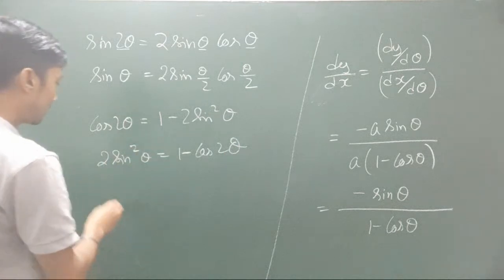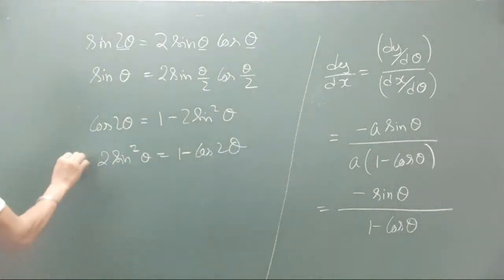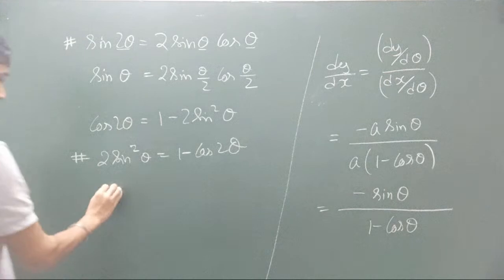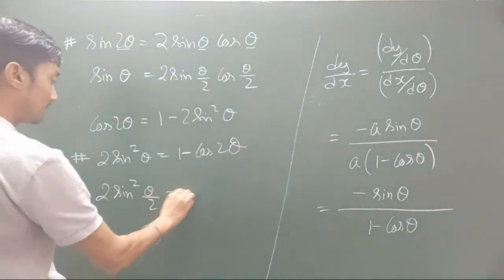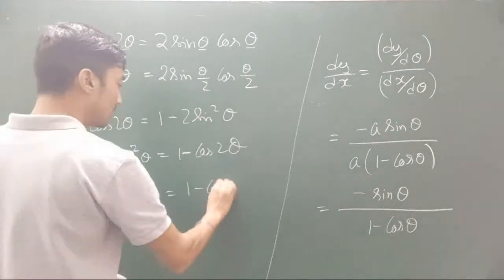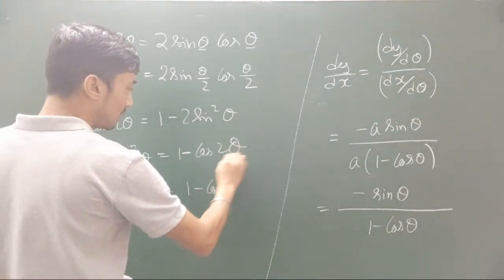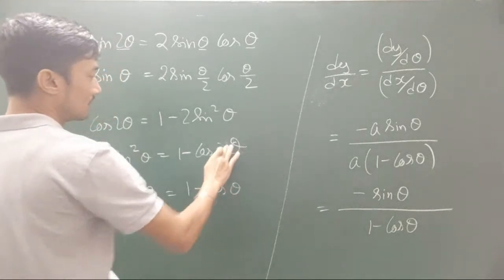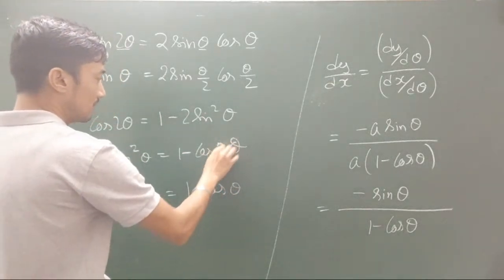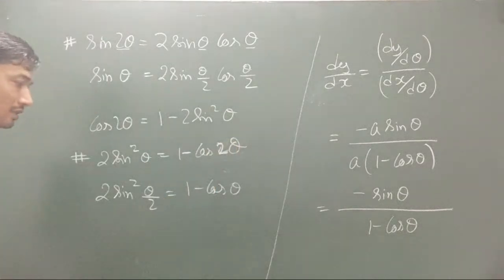And here also what I'll do, these are like multiple angle formulas, no? So here also I will divide the angles by 2. So I'll have 1 minus cos 2 theta divided by 2, 2 cancel, so we will have theta. So you see, it's that easy and simple and easy to recollect the formulas.